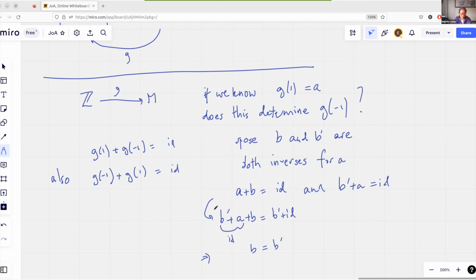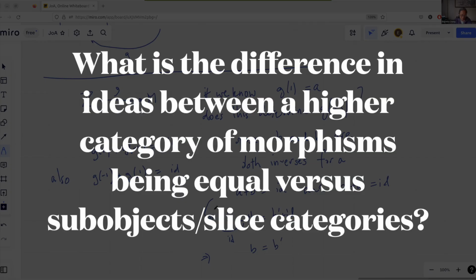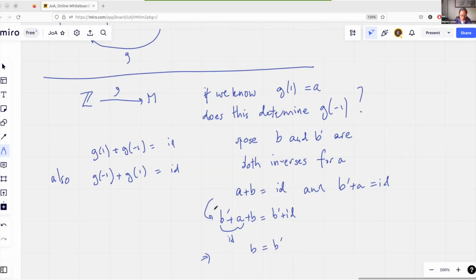So the last question is in reference to sub-objects and higher dimensions. I'm trying to understand the difference in ideas between contexts of a general category of morphisms being equal and those in higher dimensions to examine preservation of functoriality versus sub-objects where morphisms are the objects and slice categories. I understand if this should wait for later.